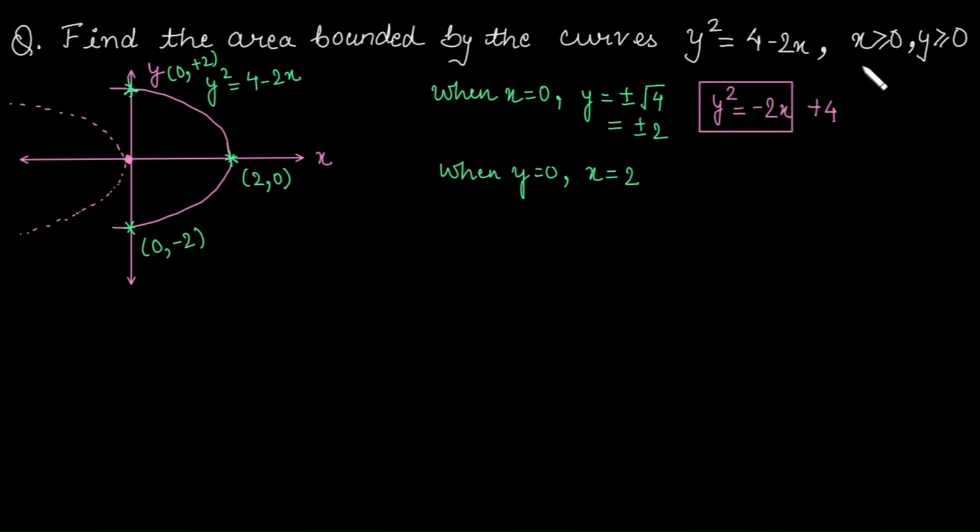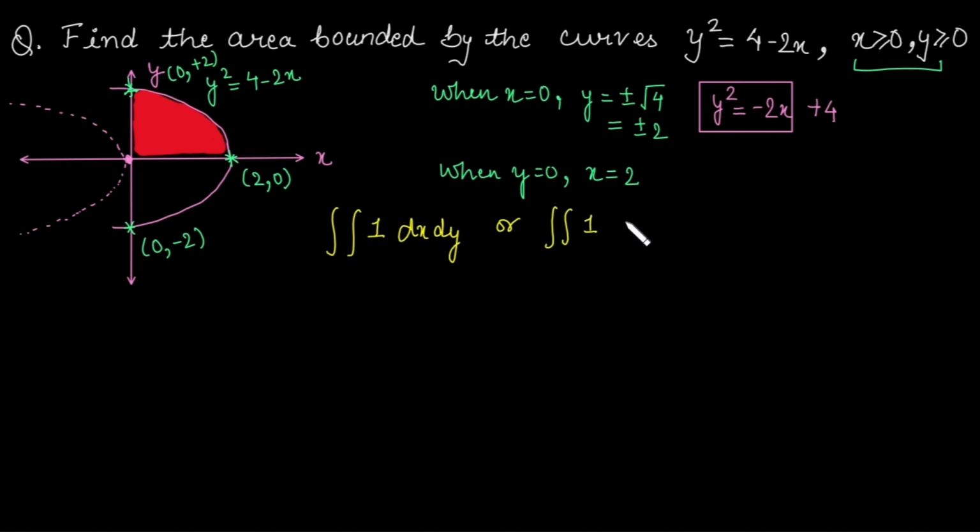Now there is an additional condition, that is x is greater than or equal to 0 and y is greater than or equal to 0. It means we just need to work only in the first quadrant. Hence we have this shaded region. Now we need to find the area bounded by these three curves. That is, in the first quadrant we need to find the area of this bounded region. For that we need to take the double integration of the function 1 with respect to x, then with respect to y, or take the double integration of the function 1 with respect to y, then with respect to x.